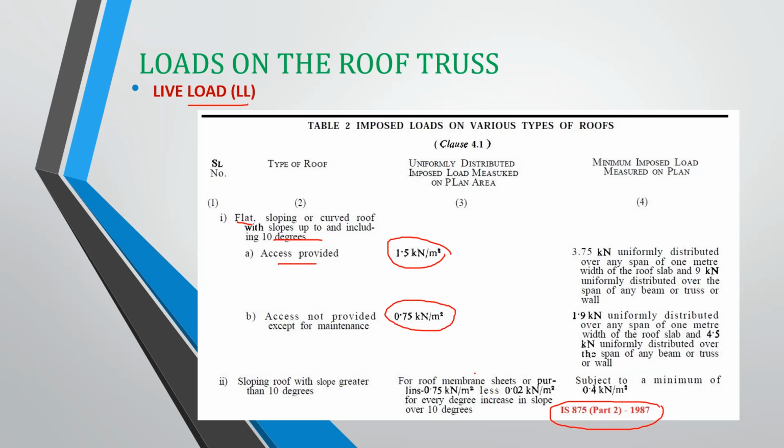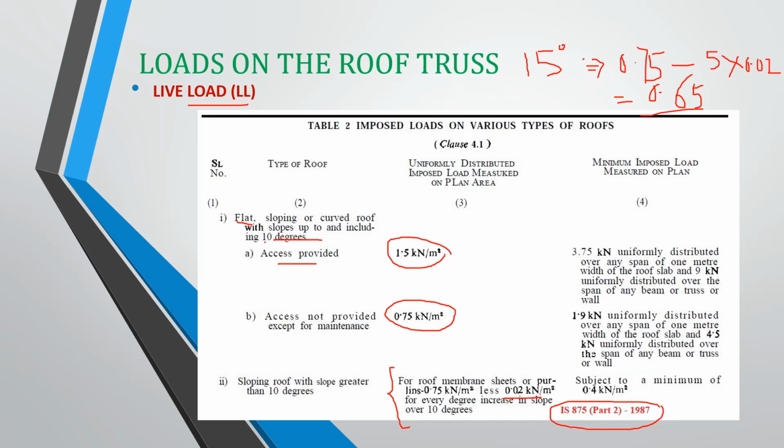But if the slope is greater than 10 degrees, then for roof membrane sheets or purlins, our live load will be 0.75 kilonewton per meter square less 0.02 kilonewton per meter square for every degree increase in slope above 10 degrees. That means, suppose the slope of our roof is 15 degrees. Then for this roof, our live load will be 0.75 minus, 15 minus 10 means 5 degrees, so 5 into 0.02. So you get this to be 0.65 kilonewton per meter square.